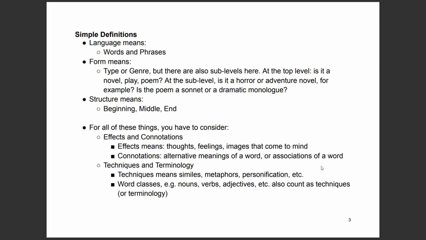And then techniques and terminology. Techniques means similes, metaphors, personification, etc. And of course, that's to do with language. In terms of structure, although the basic definition of structure is beginning, middle, and end, there are other structural techniques, for example, flashback, flash forward. And word classes, for example nouns, verbs, adjectives, also count as techniques, or you can think of them as using terminology, which is part of the AO. So if you use the correct terminology, as opposed to just saying the writer uses the word, you might say the writer uses the noun or the adjective.